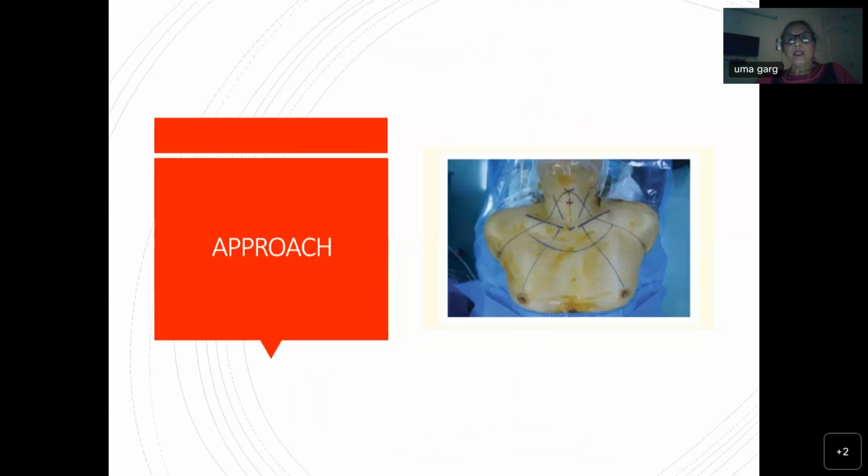This is ABBA or BABA. The 4 ports are developed. 2 ports are in the circumareolar area. These are the 2 ports in the circumareolar area. And the 2 ports are in the anterior part of the axilla. This is one, and this is another. One of the ports is bigger, 1.2 centimeter. This is 0.8 centimeter, and the axillary ports are also 0.8 and 0.8 centimeter. The bigger one is used for the camera port. This is a camera port.